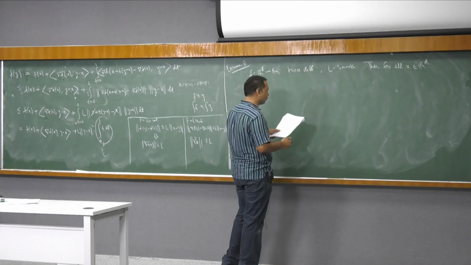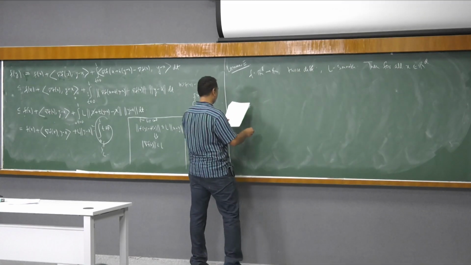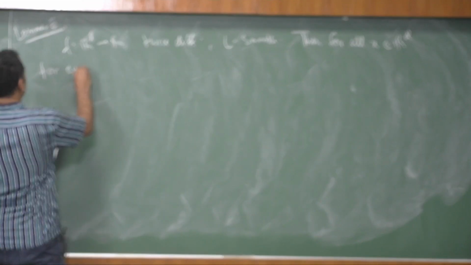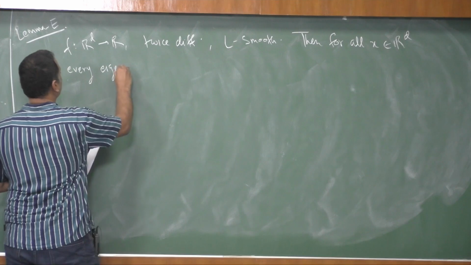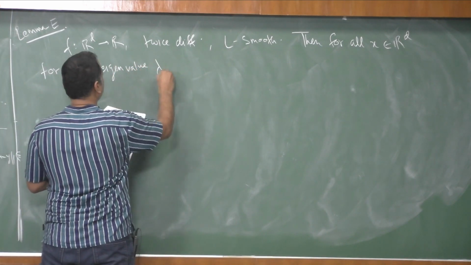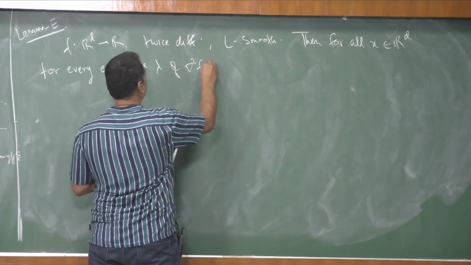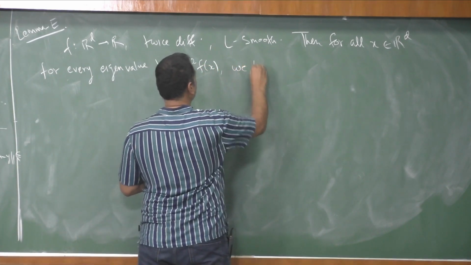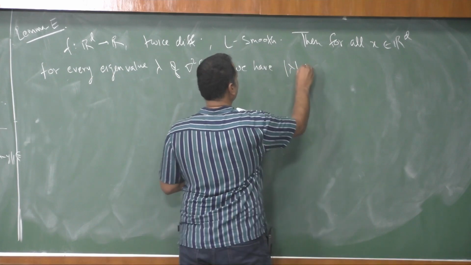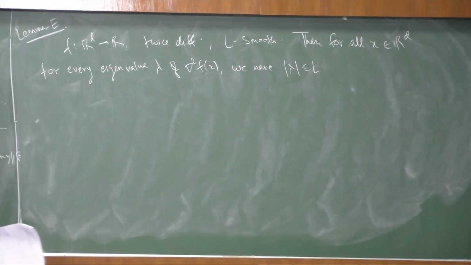Then for all x in R^d, for every eigenvalue lambda of grad square f(x), we have that the absolute value of lambda is at most L. That is what I said: if f is L-smooth, then it is necessarily true that the eigenvalues of the Hessian will be bounded by L. Now let us try to prove this.